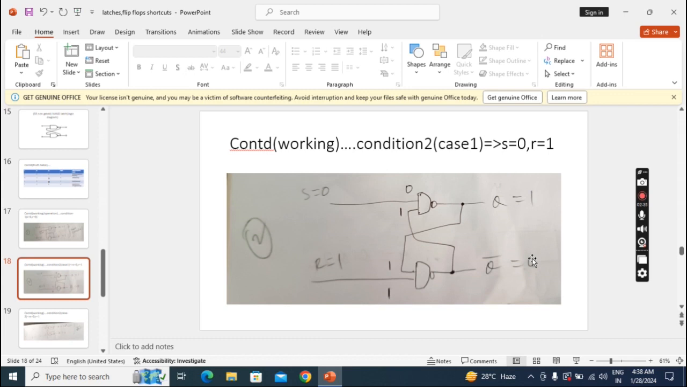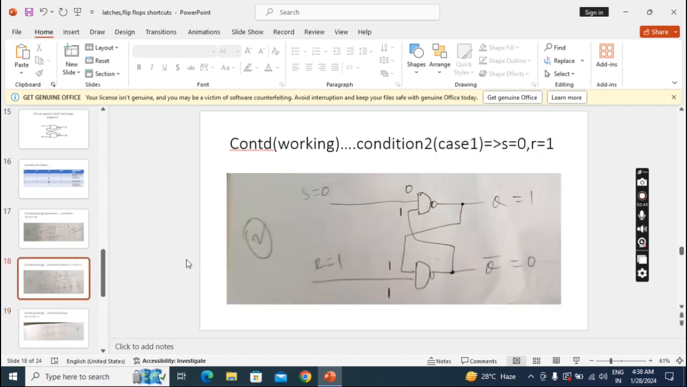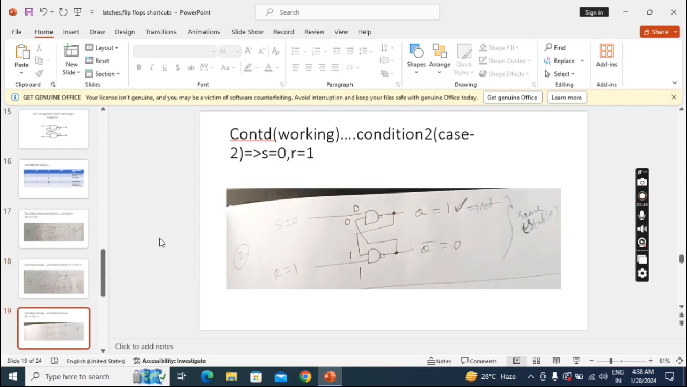That stable output we have to write in the truth table as the final output. So in the next case, this is the second condition only, but the second case will feed back the case 1 values. Then we'll check whether it is a stable output or not. See here, second condition, case 2 also, my S0 R1 only. I feed back the previous values.